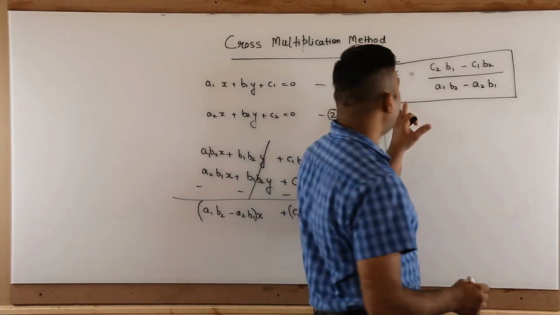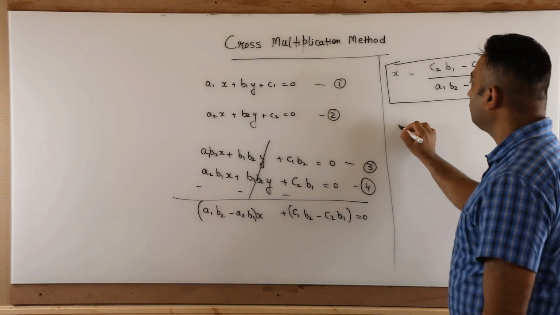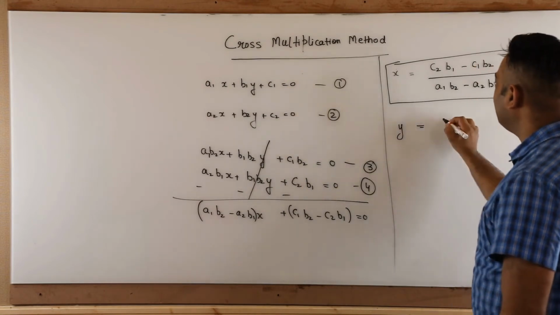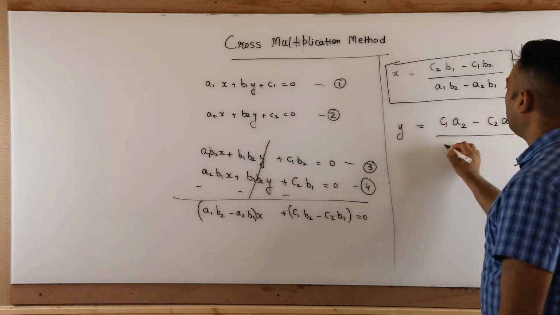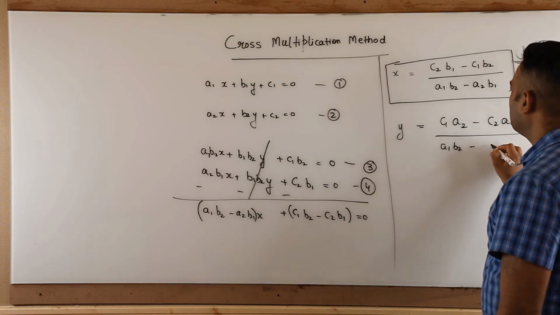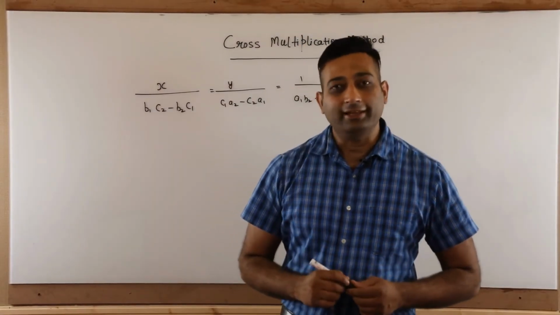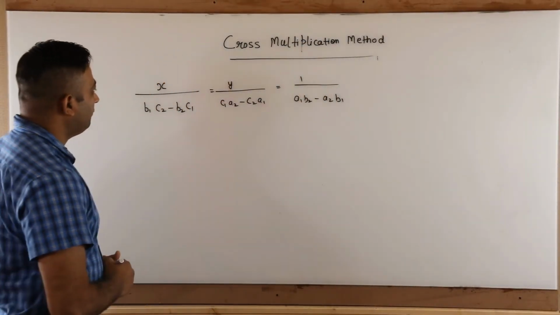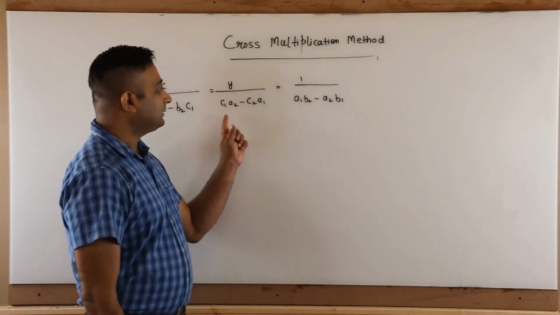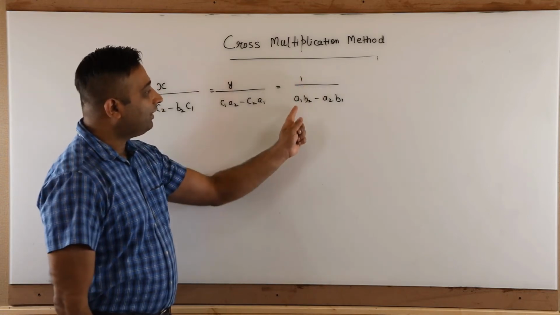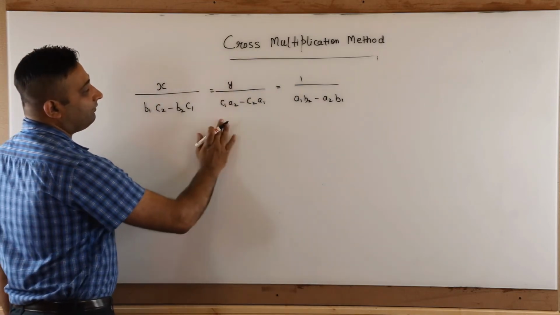Now let us put the value of x in equation number 1. That is, we will substitute the value of x in equation number 1 to obtain y. We will get in this case y is equal to C1 A2 minus C2 A1 upon A1 B2 minus A2 B1. We can rewrite the values of x and y in this form. You can see that we have written x upon B1 C2 minus B2 C1 equals y upon C1 A2 minus C2 A1 equals 1 upon A1 B2 minus A2 B1. You can easily find the value of x and y from this relation.